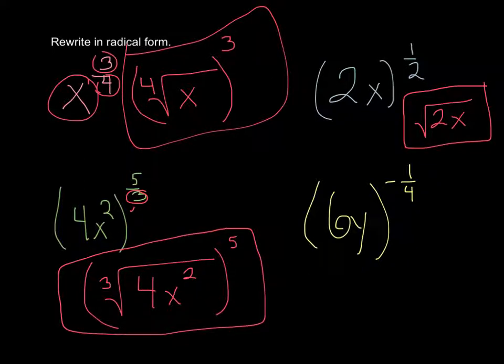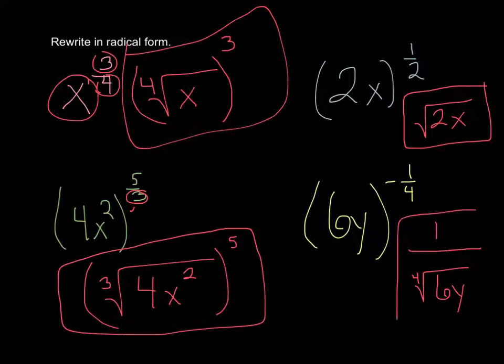Now this last example, because we have a negative exponent, we need a fraction, so we're going to put 1 over. Now we do the same as before. 6y goes in the radical, so that's your radicand. Exponent of 1 is assumed, and we need the index of 4. And that's all you do for that one.